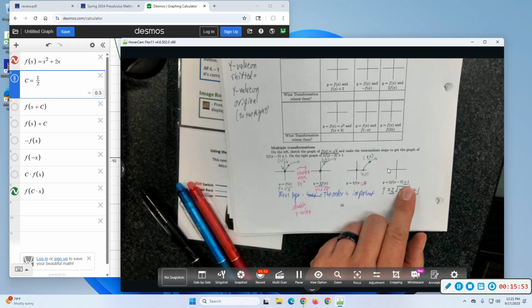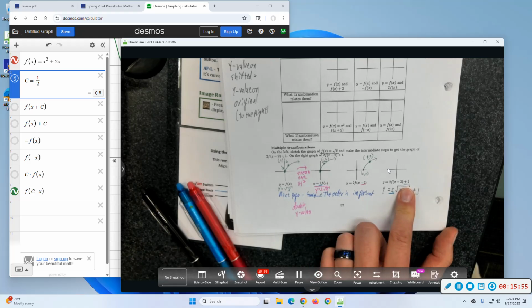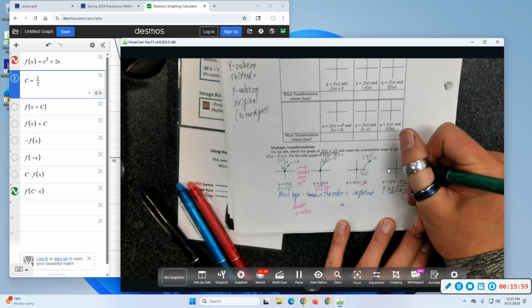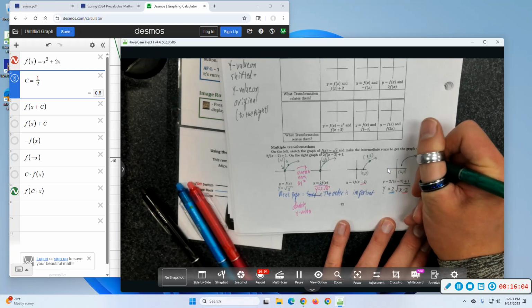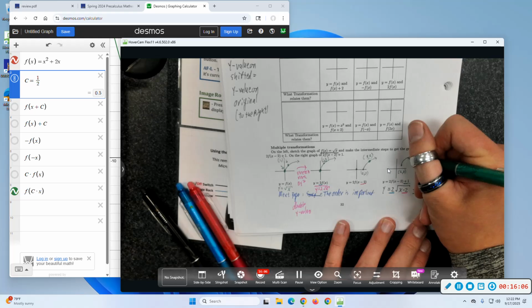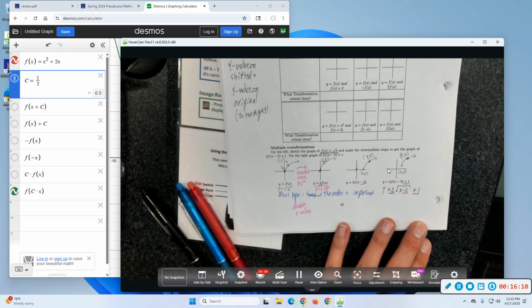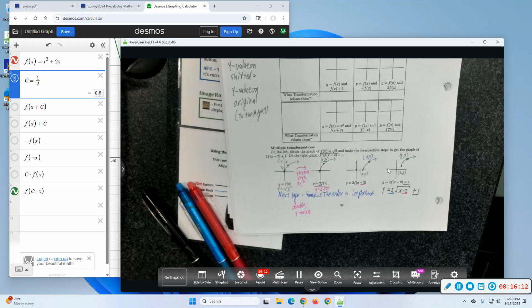Last step. There's a plus 1 right there. What's that going to do? Up by 1. 2, 0 will become 2, 1. It'll look like a square root function. 3, 2 will become 3, 3. Groovy. That feel pretty okay? Nice.